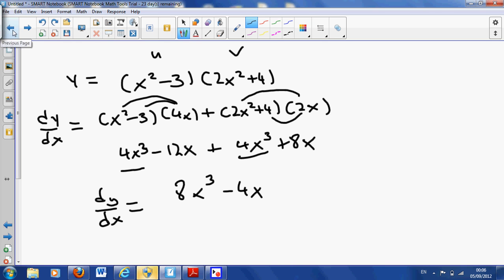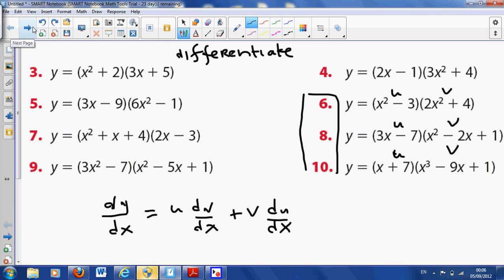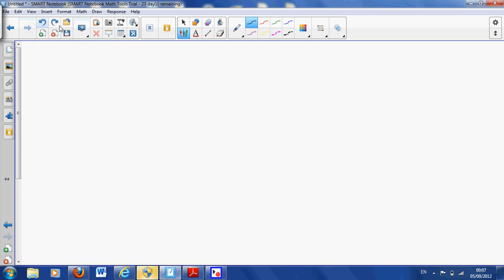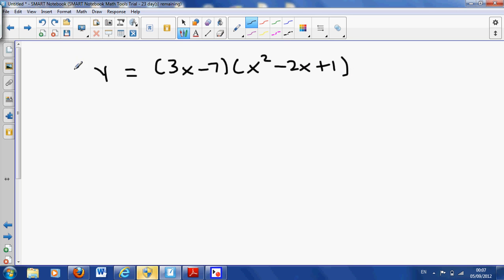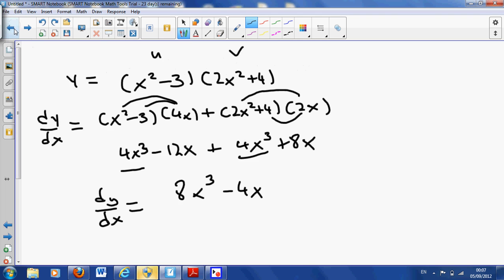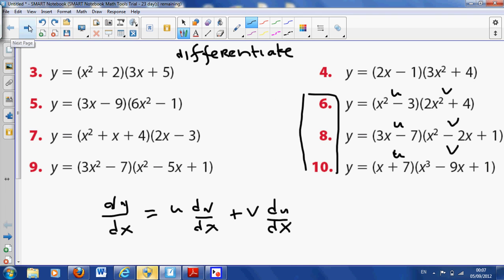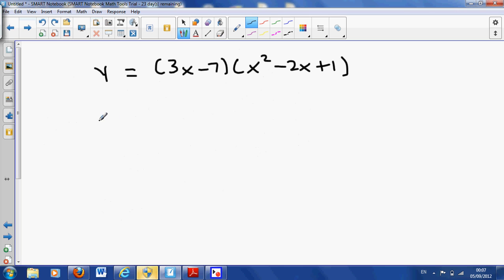Now what we're going to do is question 10. y equals 3x minus 7 into x squared minus 2x plus 1. First thing to do is always double check you've taken down your question right, which I have. Okay, so that's very important.